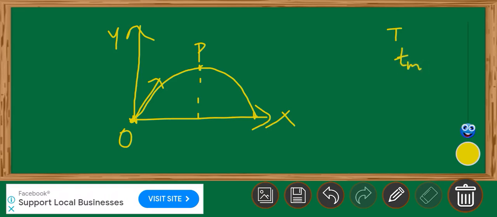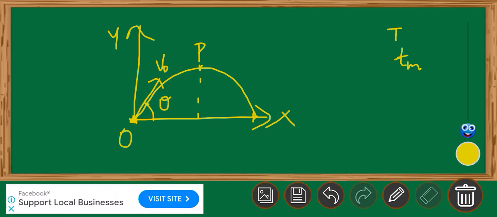Since the graph of the trajectory of the projectile motion is parabolic, an inverted parabola, we know that this parabola is symmetric. So the time taken from O to P will be equal to the time from P to B. Before that we need certain things. This is the velocity vector, I am writing it as v0, and the angle between the ground and the velocity vector is theta.